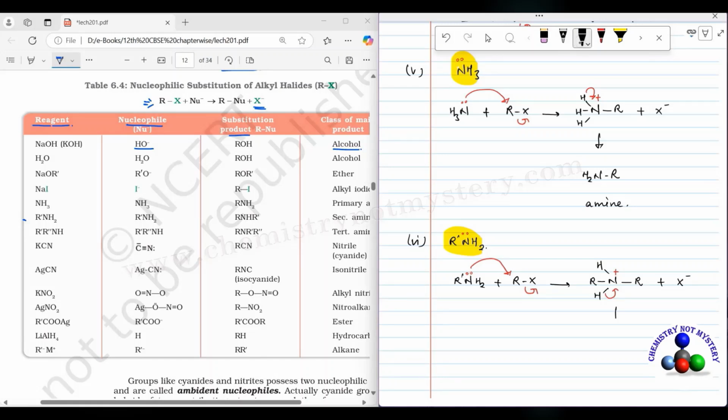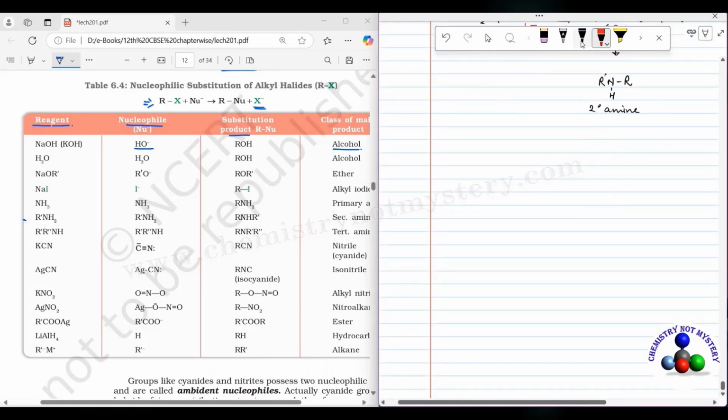So here, as a result of it, you will get R, NH and it is bonded to alkyl group. So this is again amine. As nitrogen is bonded to 2 alkyl groups, this is secondary amine. And in the previous example, as nitrogen was bonded to just one alkyl group, it was primary amine.